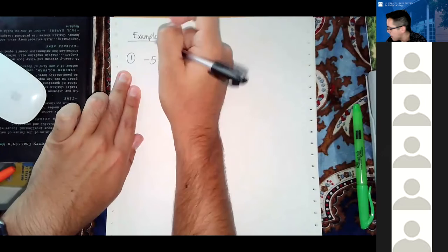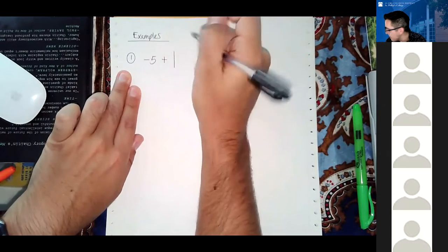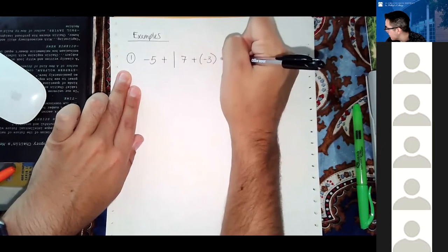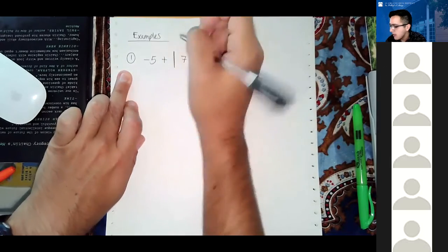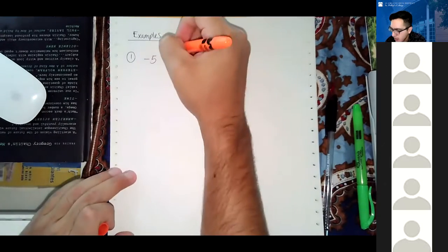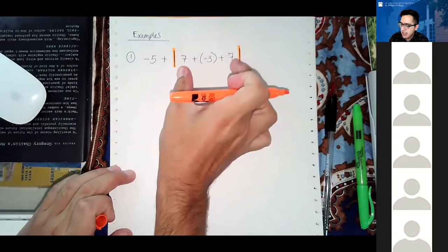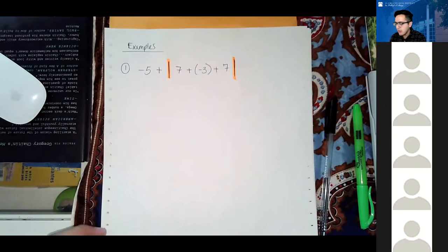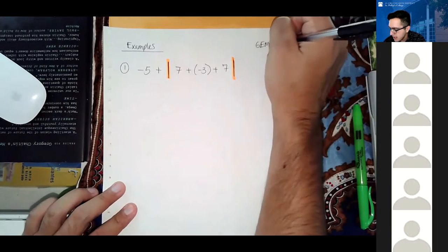-5 plus the absolute value, so these vertical bars, of 7 plus -3 plus 7, and then I'm closing the absolute value bars here. I'm going to highlight the absolute value bars just to make it very clear that all of this addition is happening inside of the absolute value bars. So can anybody tell me what's the first operation that I have to take care of here? Go ahead and use GEMDOS to guide me.